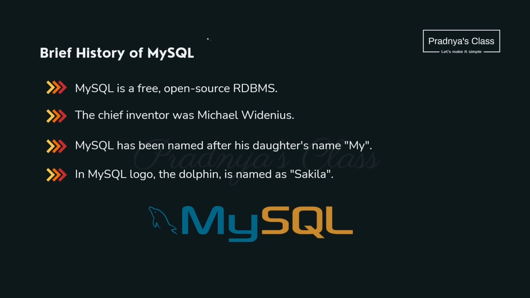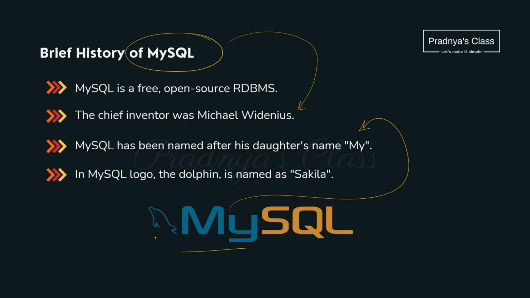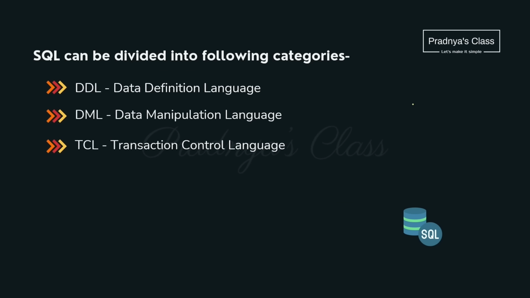Now let's study one of the relational database management systems. It is developed by Michael Widenius and My is the name of his daughter. Even in this logo, the dolphin has a name, Sakila. Quite interesting.